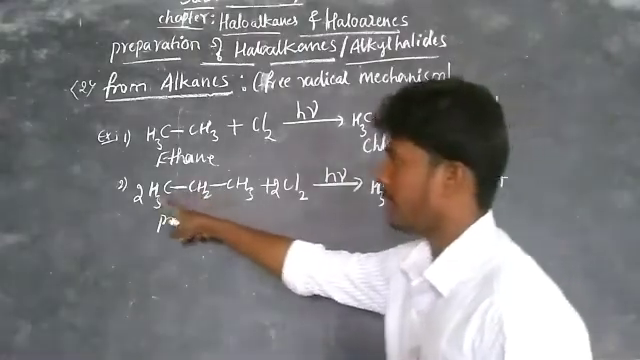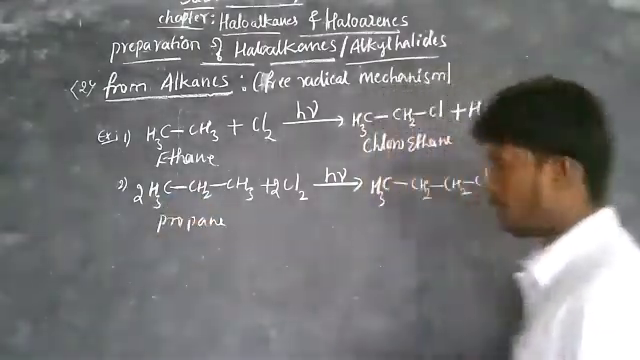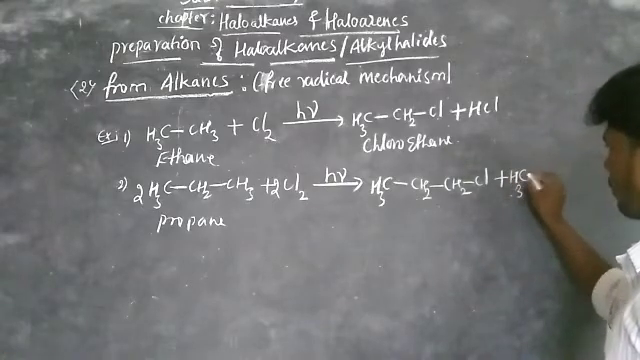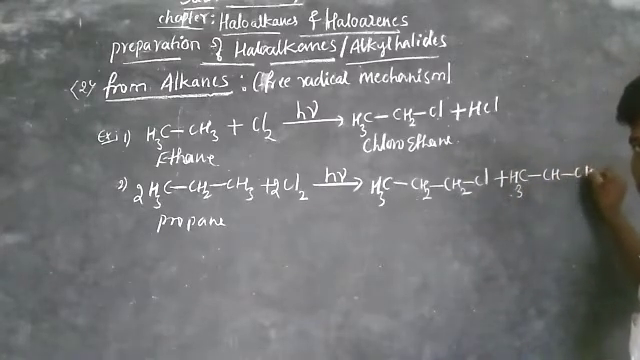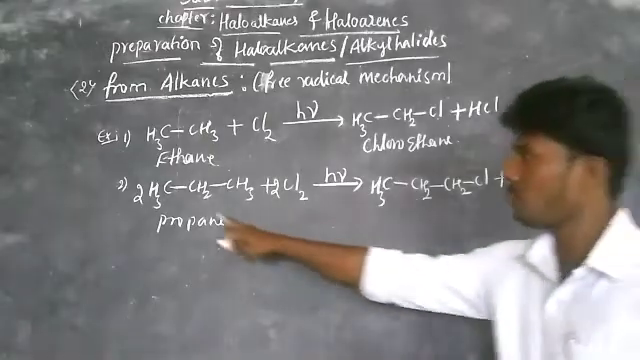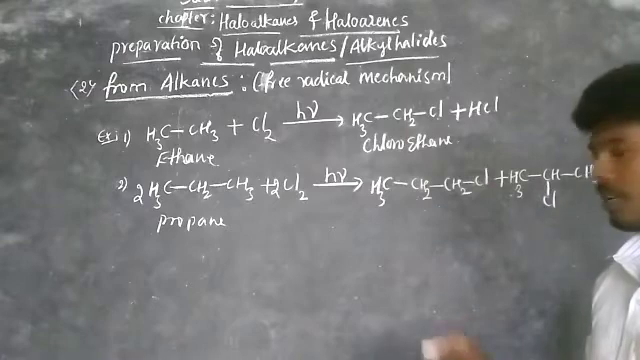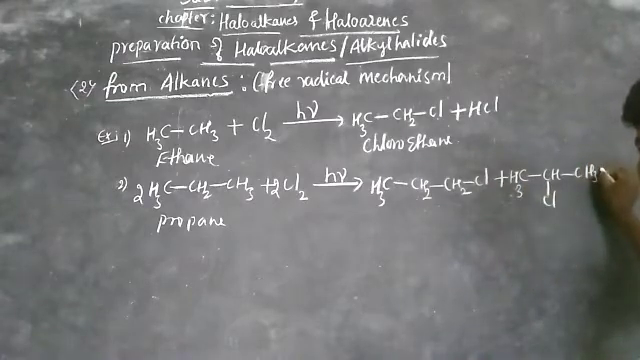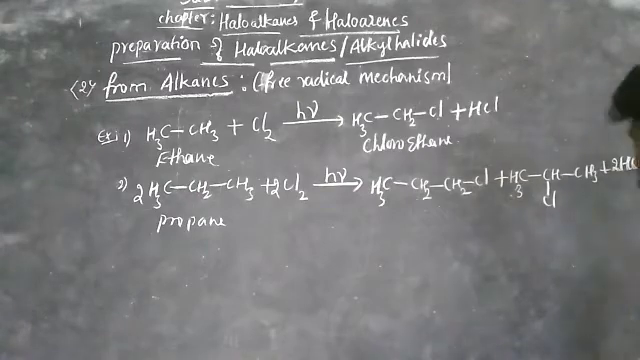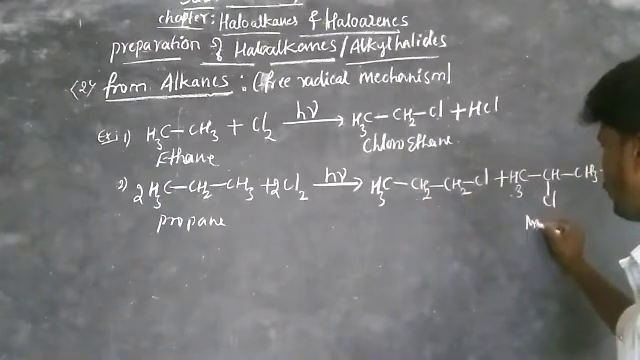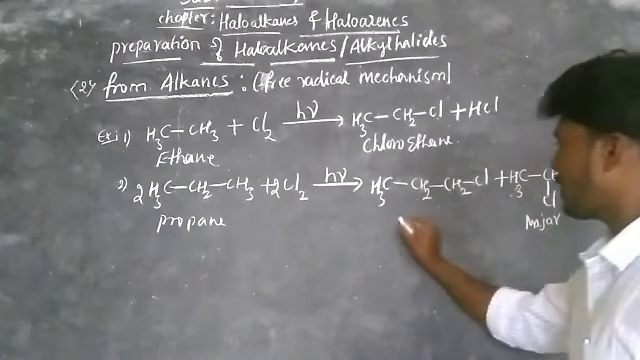And the second product, observe, we are writing two equivalents. Therefore, next one, CH3 bond CH bond CH3. Here one of the hydrogens is replaced by chlorine, Cl. And you get two equivalents of HCl, plus 2HCl. This is the byproduct. Among these two, this one is more stable than this one. Hence, this is the major compound and this is the minor compound.